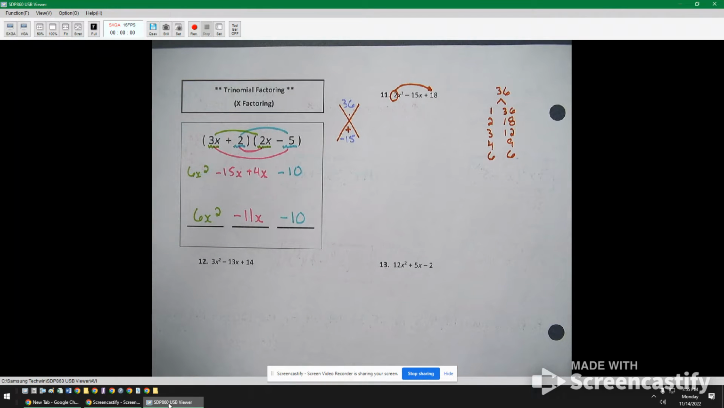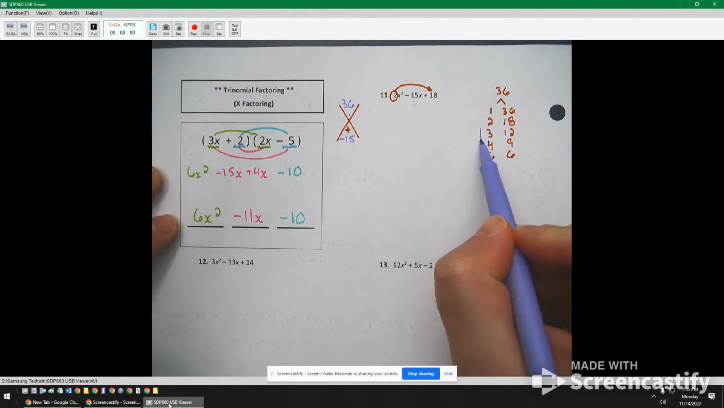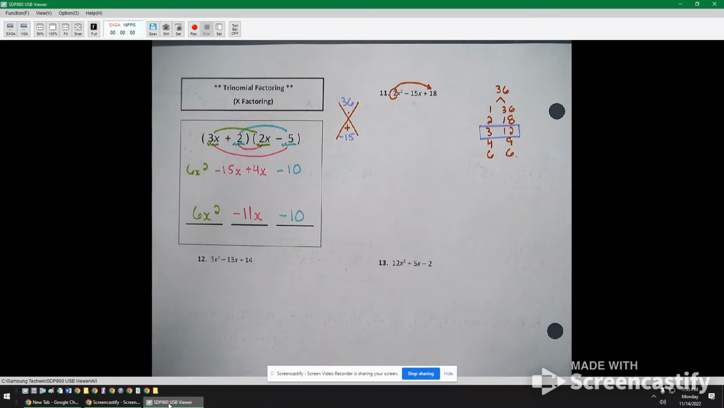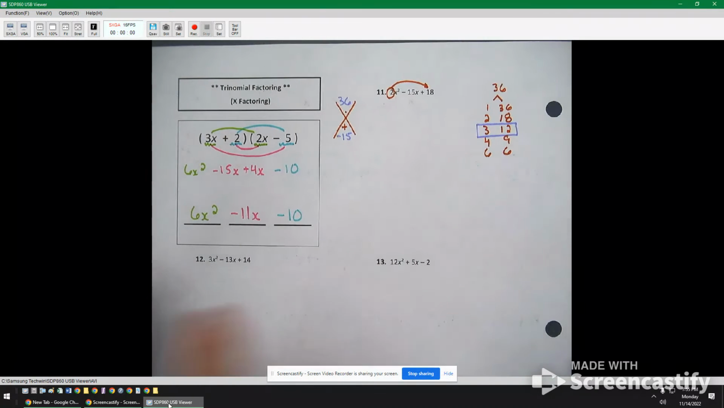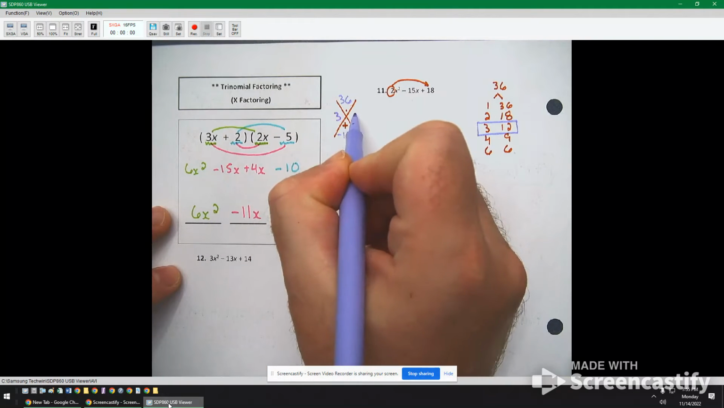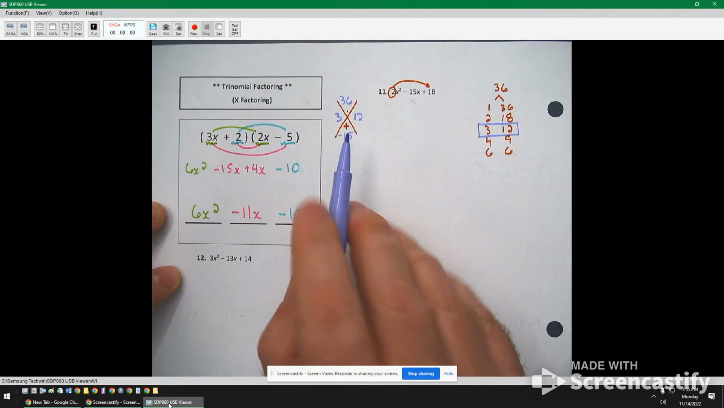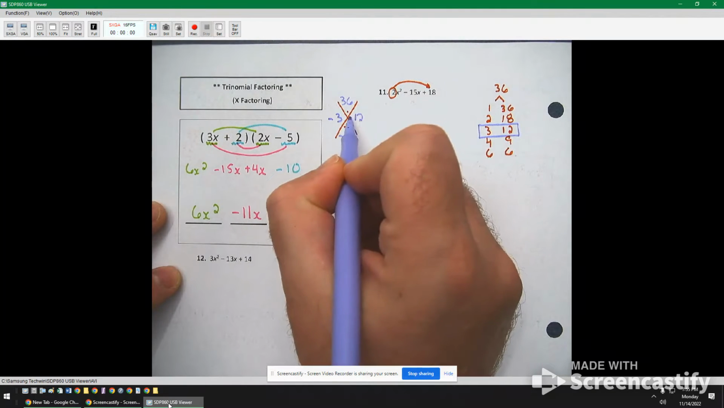All right, now we're trying to find a combination that makes 15. Well, 3 and 12. Now when I say combine, you can either add them up or you could subtract them and get to the number that you want. So if I take 3 and 12, I can combine them and make a 15. So those are my two numbers, 3 and 12. Now I got to get more specific. What kind of 3, what kind of 12 do I need to make a negative 15? They both would have to be negative.